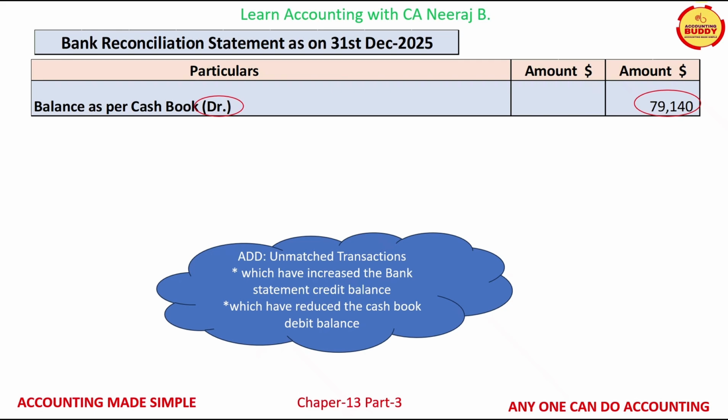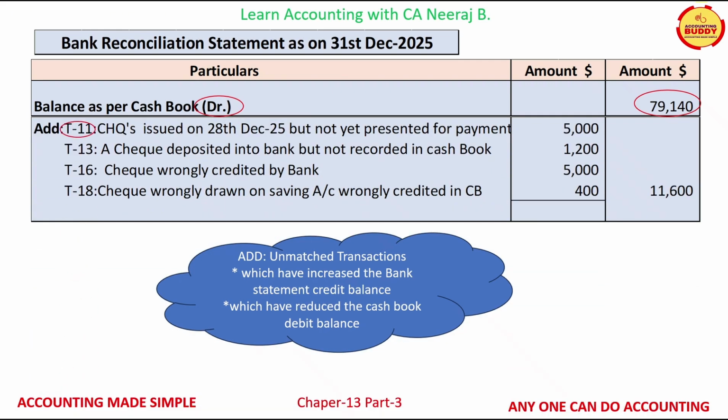T11 unmatched transaction is check issued on 28th December 25 but not presented for payment. Therefore, $5,000 will be added. T13 unmatched transaction is a check deposited into the bank but not recorded in the cash book for $1,200 will be added to the cash book debit balance. T16 unmatched transaction is check wrongly credited by bank. Therefore, $5,000 will be added to the cash book debit balance.